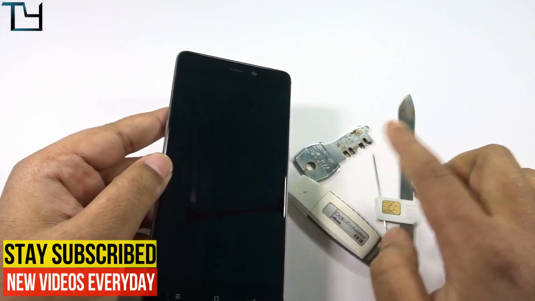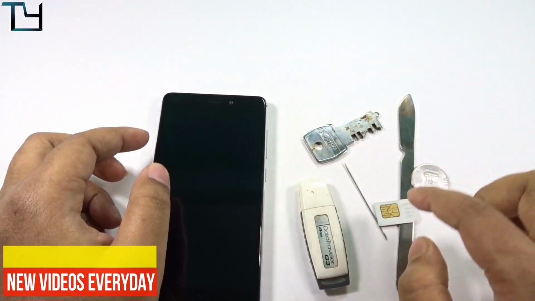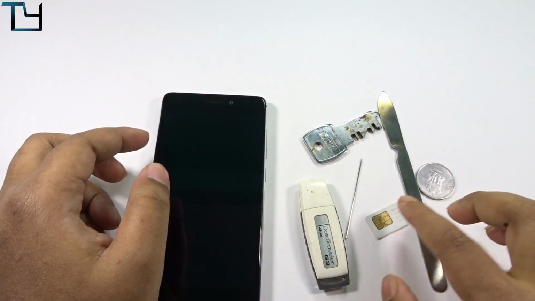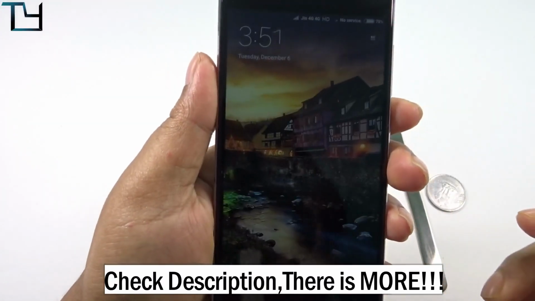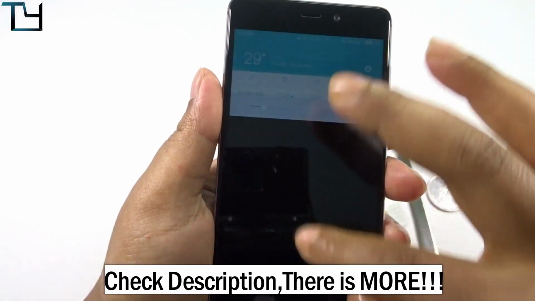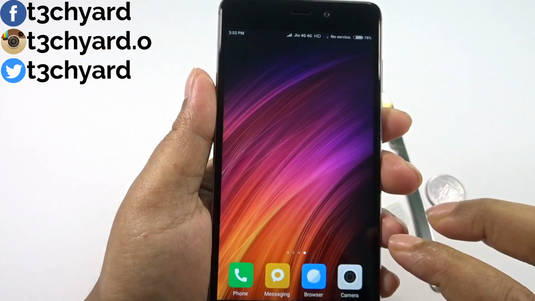Well guys, as you all know, here are the things that we actually keep in our pocket: a pen drive, keys, coins, a knife maybe, but the needle is an extra inclusion by me. So I will be showing you how the screen fares in case of durability and scratch resistance.